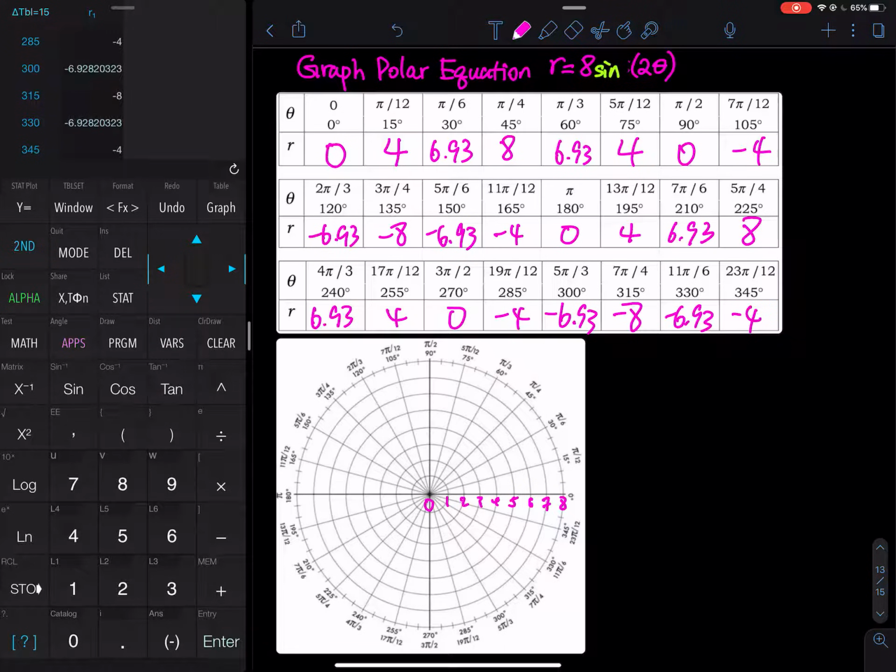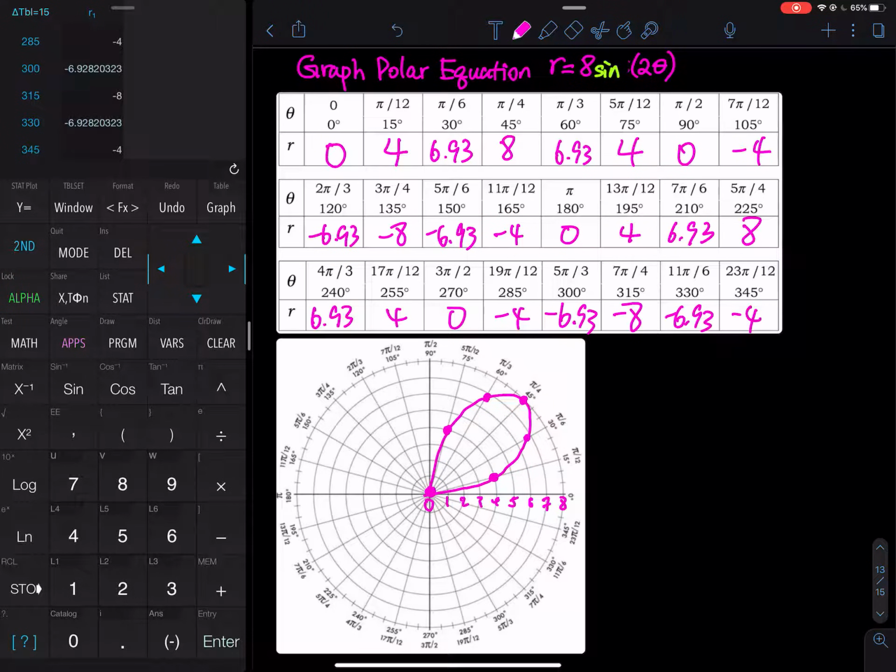So the first one is 0, 0. We start at the origin. Then 15 is 4. 30 is 6.93, almost 7. 45 is 8. 60 is 6.93. 75 is 4. And then 90 is 0. So here is the way we go. That is like a leaf, right?